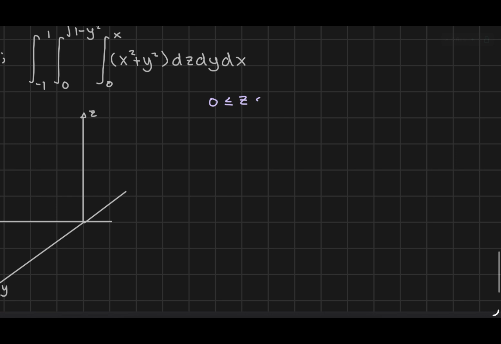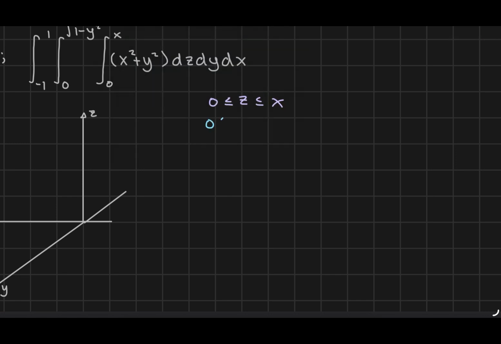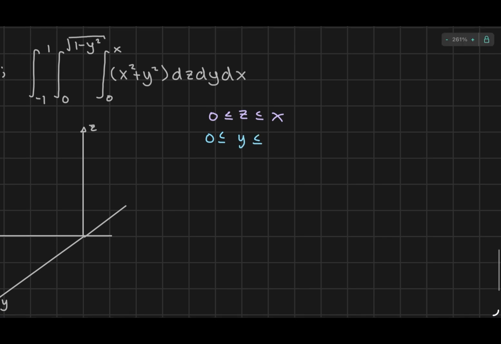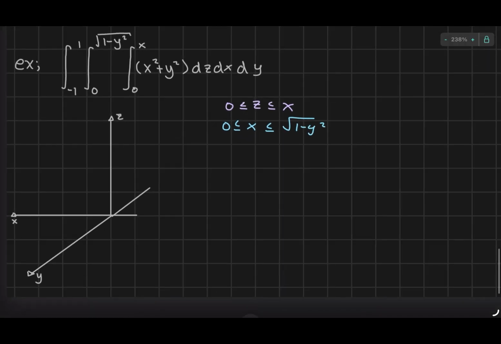0 is going to be less than z, which is less than or equal to x. 0 is less than or equal to y, which is less than or equal to, oops, I switched the order here. I was about to say, that's not how that works. 0 is less than x, sorry, less than or equal to the square root of 1 minus y squared. And then our third one is going to be negative 1 less than y less than or equal to 1.